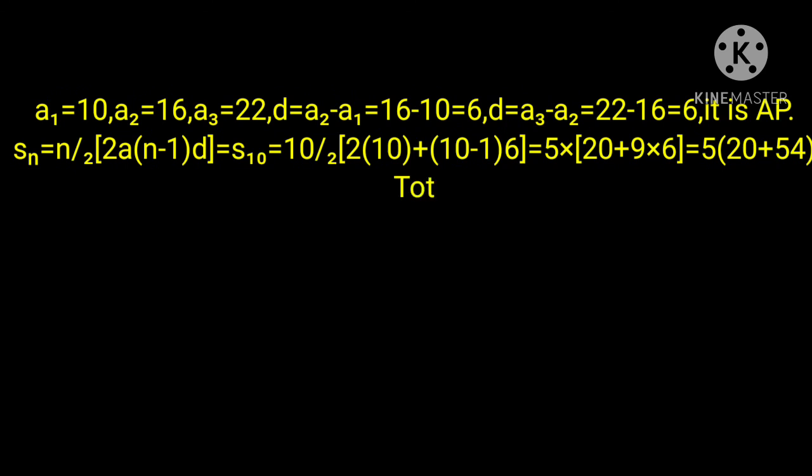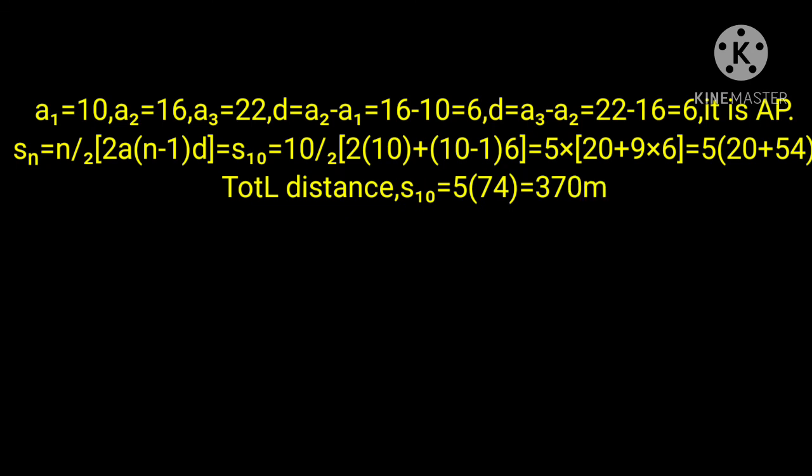Then we get here 5 into 20 plus 9 sixes are 54, and that is equal to total distance traveled by the competitor or the person who is playing in the game. S10 is equal to 5 into 74, and that is equal to 370 meters.